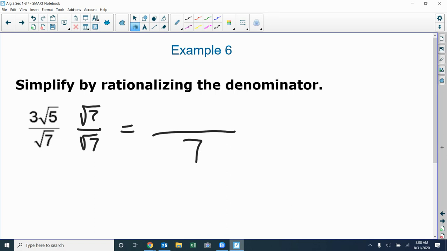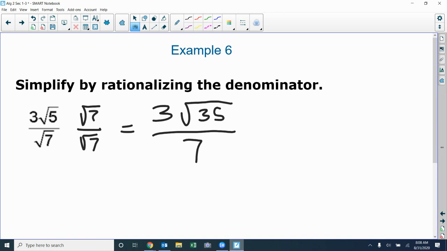Okay? Now what's gonna happen on top is I end up with 3 square roots of 5 and 7. Is there anything else I can do with 5 and 7? Is there a pair of anything? There isn't, is there? So it's just 35. So sometimes I might be able to simplify that. In this case, I wasn't. Other times I might be able to do something with 3 and 7.